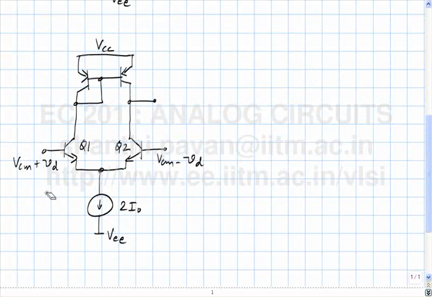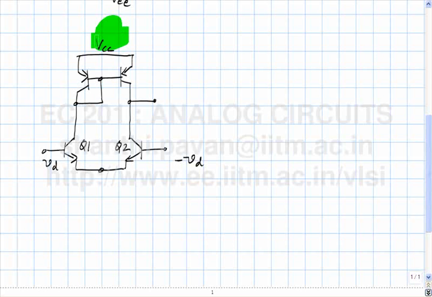And VCM is a bias quantity, capital VCM. So the input becomes small Vd. The small signal here becomes minus Vd. What happens to the current source? I am trying to draw the incremental equivalent circuit of this guy by replacing element by element with the incremental equivalent. So what happens to the tail current source? Open circuit. Okay. What happens to this chap? VCC? Ground.